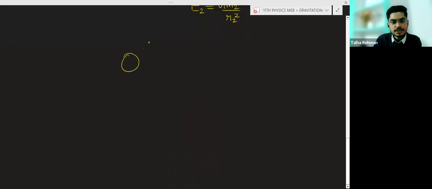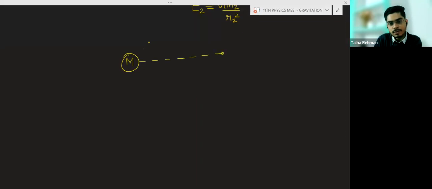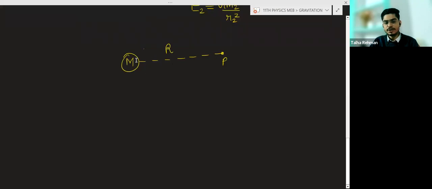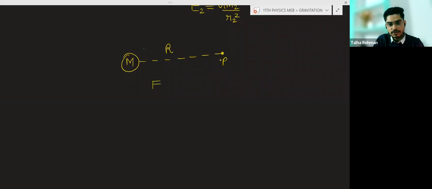So if you have a mass m, and there is a point P at a distance of capital R from it, then due to this mass m at point P, the gravitational intensity E is given by G into mass m divided by R square. This is the magnitude of the gravitational intensity. Now for the direction, from this point P, the direction of the gravitational intensity will be in this direction.